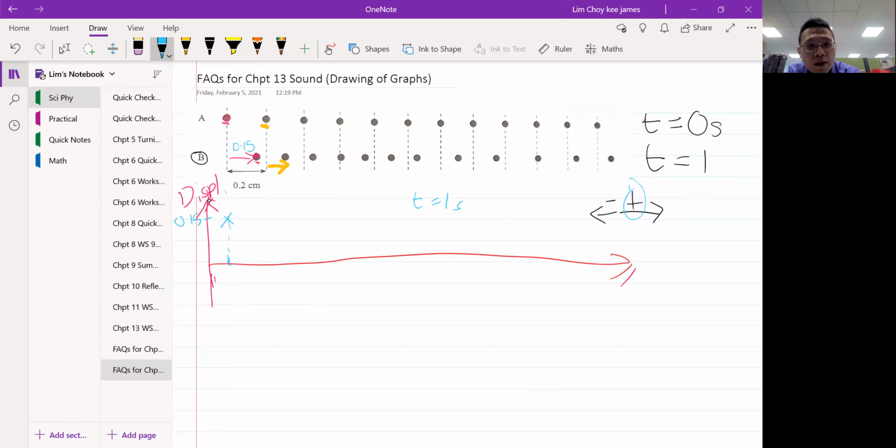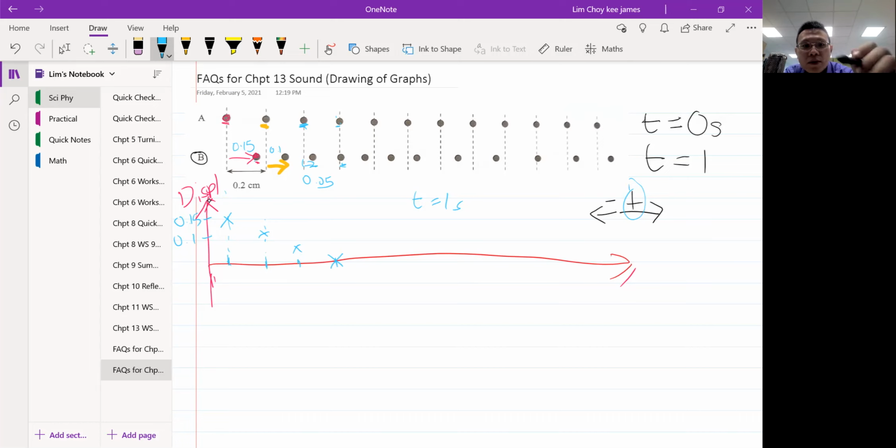So what happened to particle 2? Particle 2 is maybe 0.1 cm to the right. To the right means positive, so 0.1 cm will be here. Similarly, for the third particle, originally at time 0 it is here, and now it is a bit to the right, let's say 0.05, so it will be somewhere here. The fourth particle is almost at the rest position, the equilibrium position, so its displacement 1 second later is 0. It's not disturbed at all.